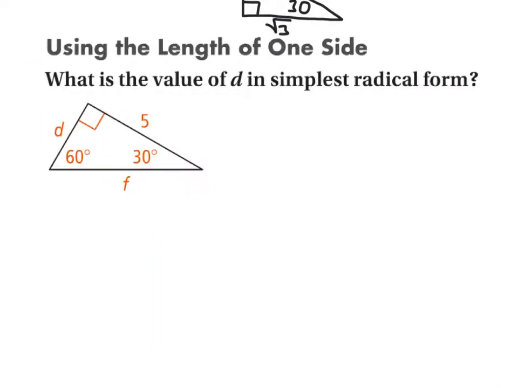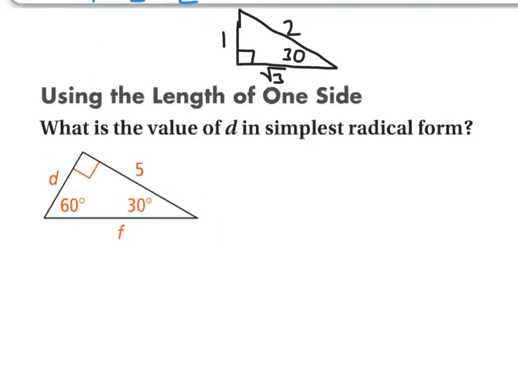This first example here, we are solving for D and F. Please notice it is impossible to solve this problem using the Pythagorean theorem. We don't have enough information, right? But what we can do is, looking at that triangle I have up above, 1, square root of 3, 2, we can set up our proportions just like we did yesterday. 1, square root of 3, and 2. And then below that, I can go ahead and plug in what I know.